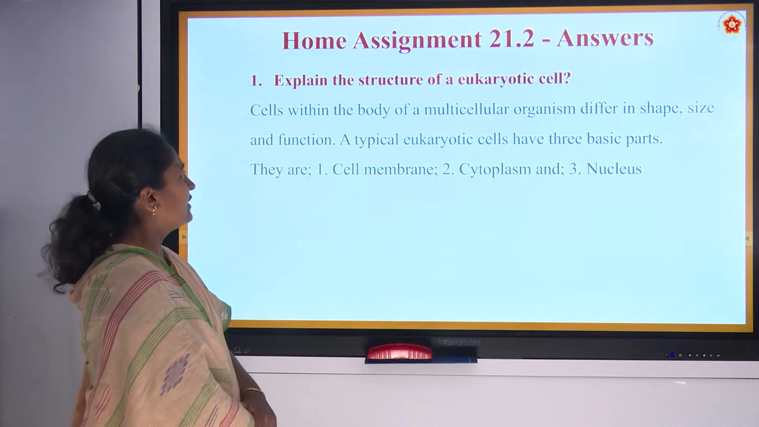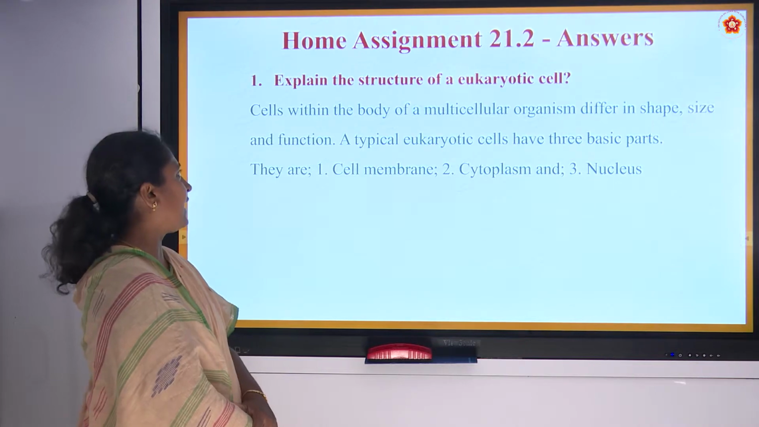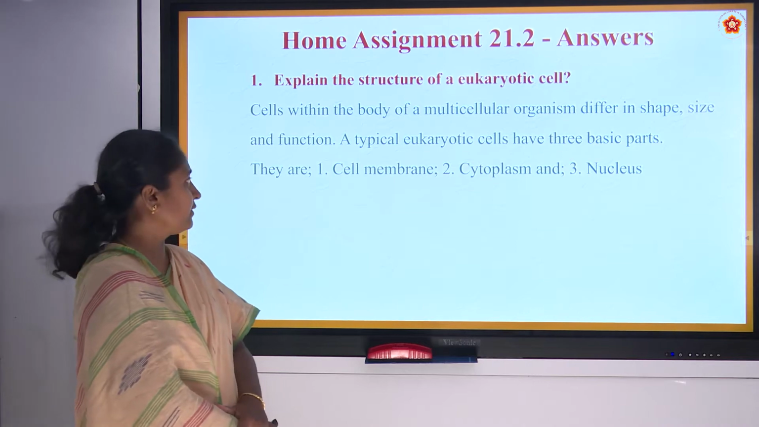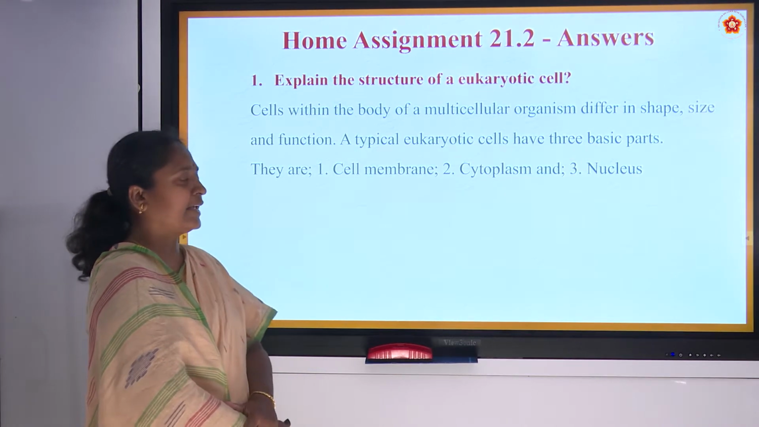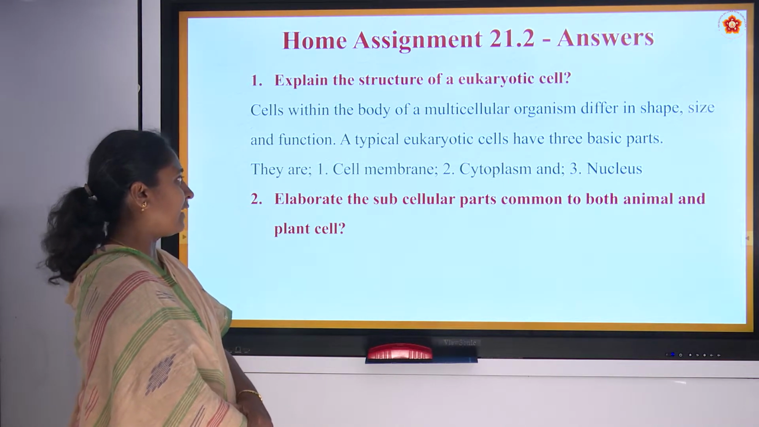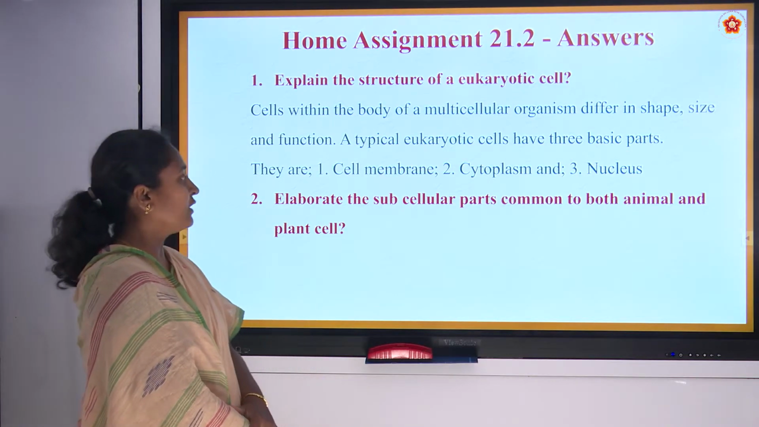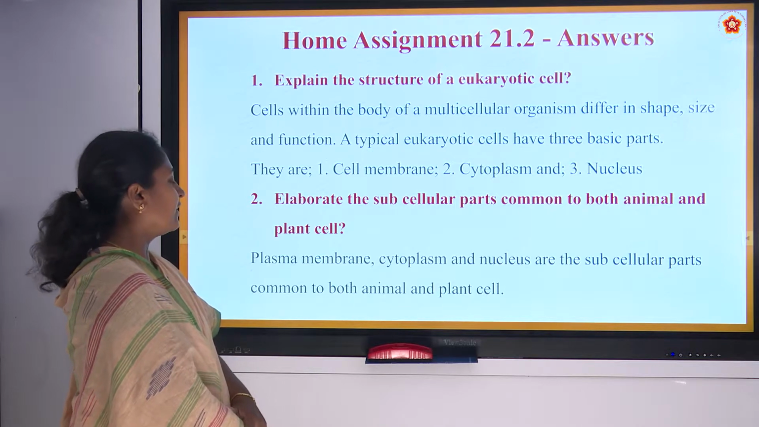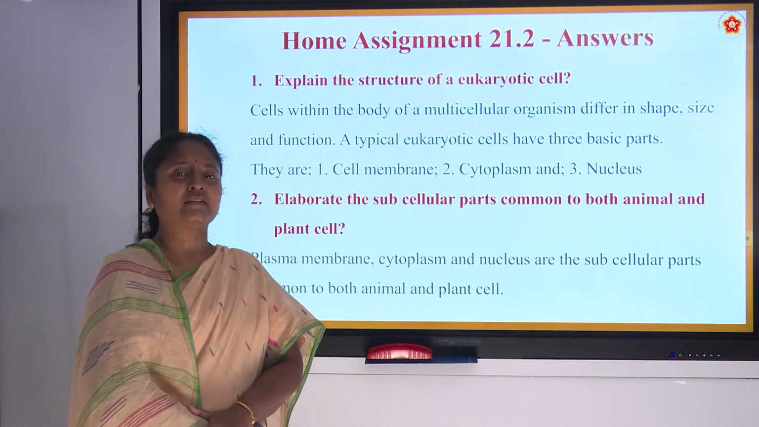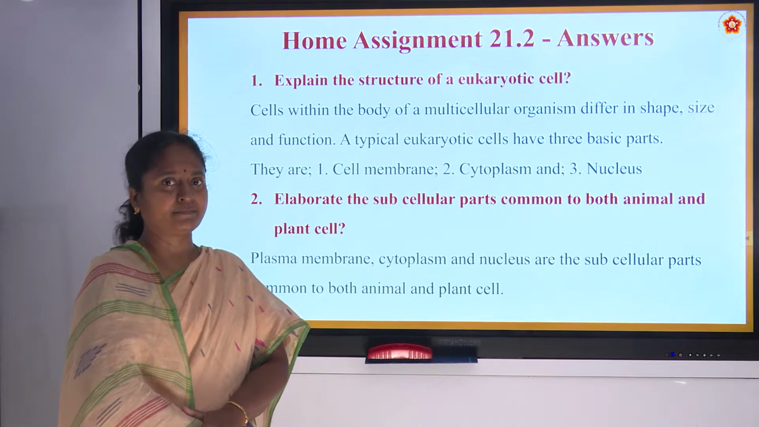The cells within the body of a multicellular organism differ in shape, size and function. A typical eukaryotic cell has 3 parts. They are cell membrane, cytoplasm and nucleus. The next question asked was, elaborate the subcellular parts common in both plant and animal cell. The plasma membrane, cytoplasm and nucleus are the common parts present in both plant and animal cell.